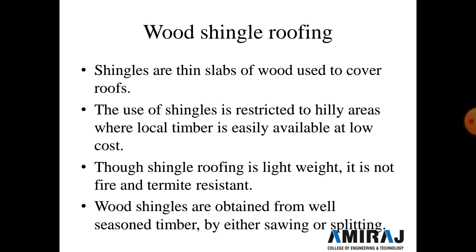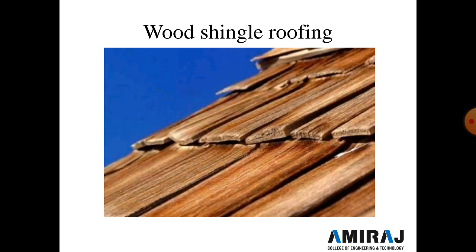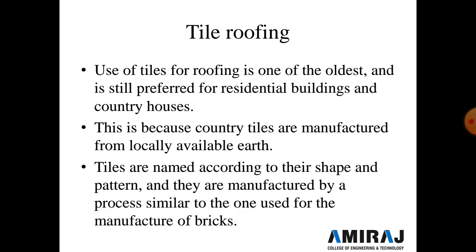Wood shingles are obtained from well seasoned timber by either sawing or splitting, and sawn shingles are used chiefly. They are obtained in lengths varying from 30 to 40 centimeters and widths varying from 6 to 25 centimeters, approximately 10 mm thick at the tail, and laid in a similar fashion to tiles and slates. Wooden shingle roofing is wooden sheets fixed on top of the structural members.